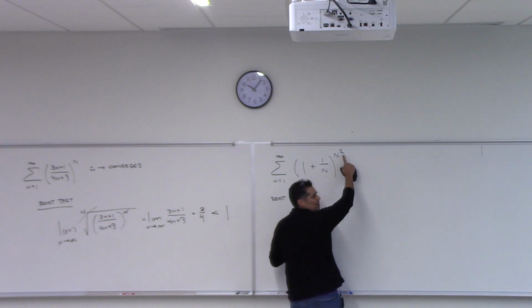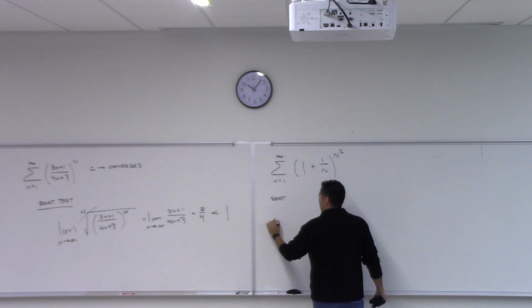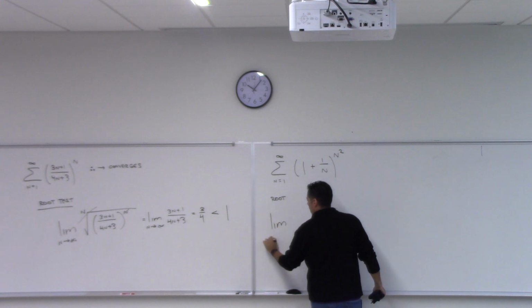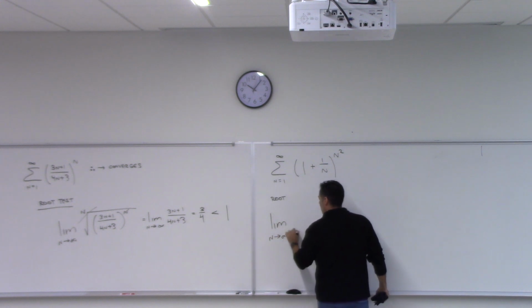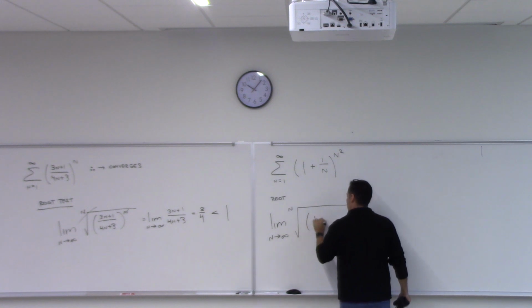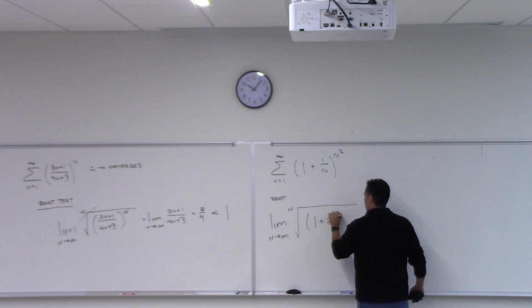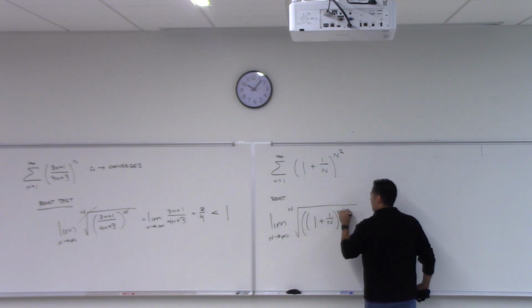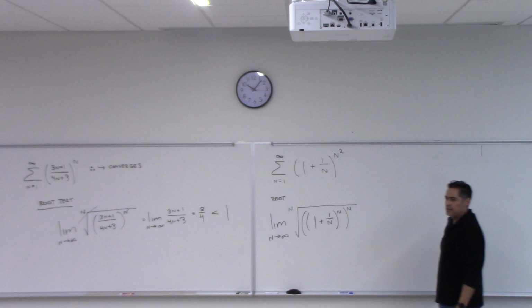That's weird, right? N squared up there? It's kind of weird. Root test, limit as n goes to infinity of the nth root of (1 plus 1 over n) to the n, to the n. Tricky. I just did that. Do you see that?